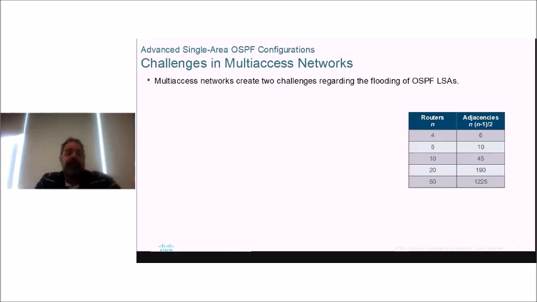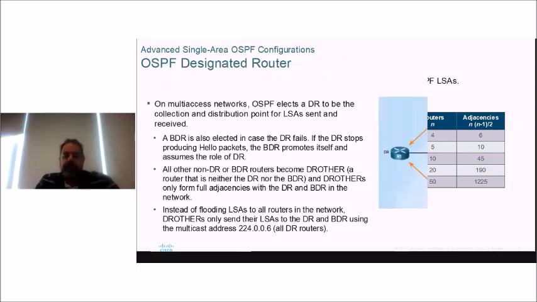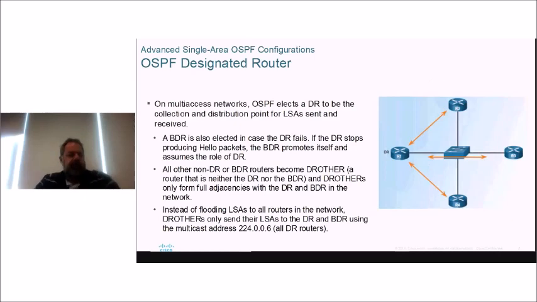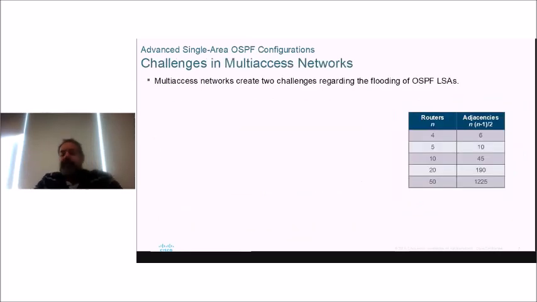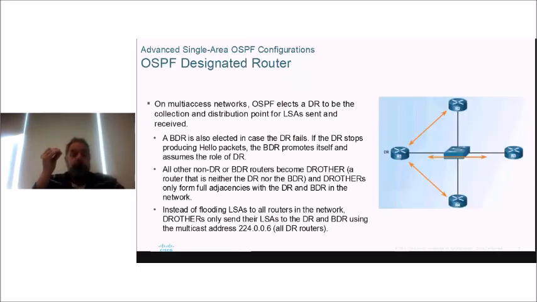As I said, multi-access areas create 2 challenges regarding the flooding of OSPF link state advertisements. Basically, the more routers you have, the more adjacencies you get, and so it grows exponentially. That means there's a lot more packets going around when there are topology changes in the network. And so to fix that problem, on multi-access networks, we have a DR/BDR election. So designated router, backup designated router.